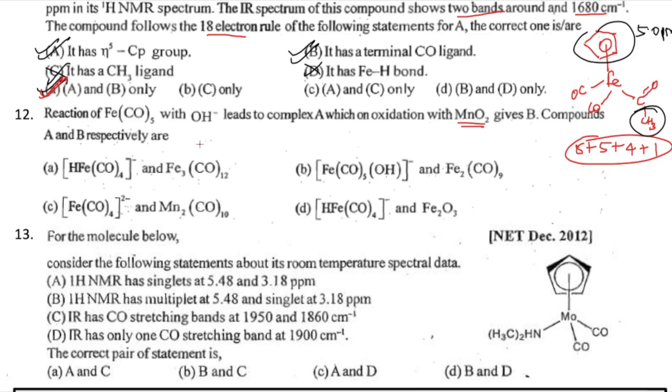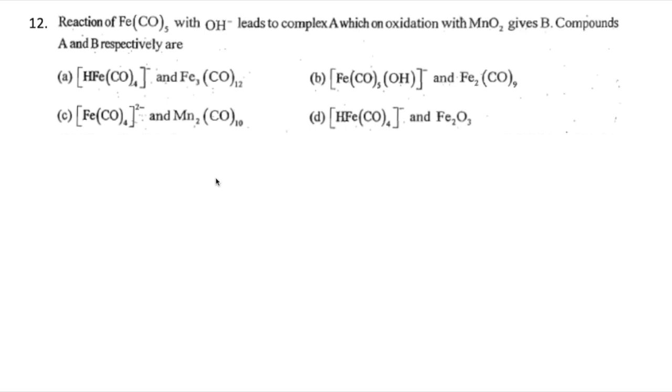Alright, so the next question says that the reaction of Fe(CO)5 with OH minus leads to the complex A, which on oxidation with MnO2 gives compound B. The compounds A and B respectively are. I'll show you how the reaction happens on the next slide. Alright, so let's see how this particular reaction will actually proceed.